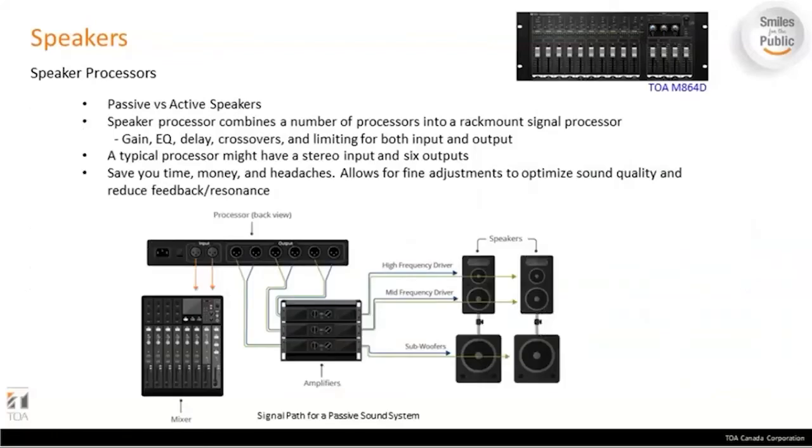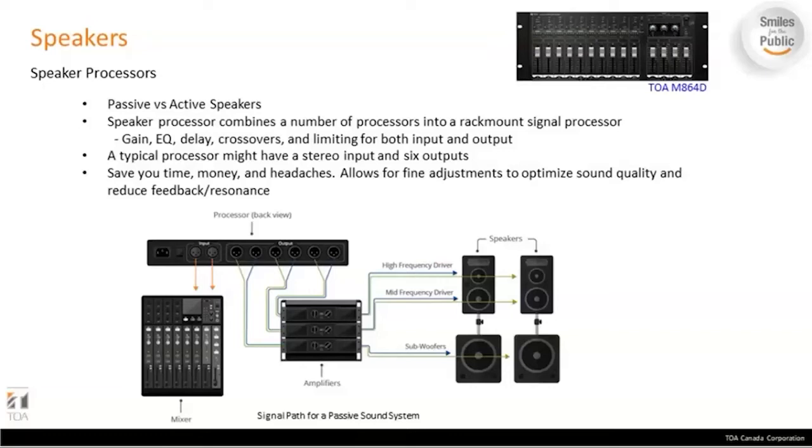The next interesting topic is speaker processors. Basically there are two types of speaker processors. One is passive, one is active. Speaker processors combine a number of processors racked into a rack mount signal processor, like gain, EQ, delay, crossovers, limiters for input and output, and a lot of functionality, for example, automatic resonance control, ARC, etc. A typical processor might have stereo input. It has multiple outputs, usually 6 outputs in the case of the MX64D.